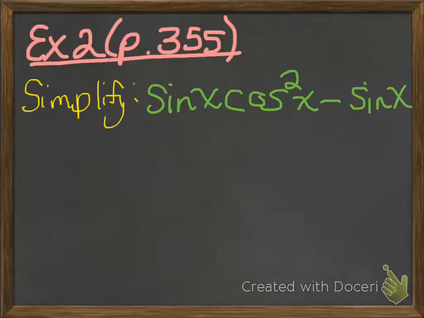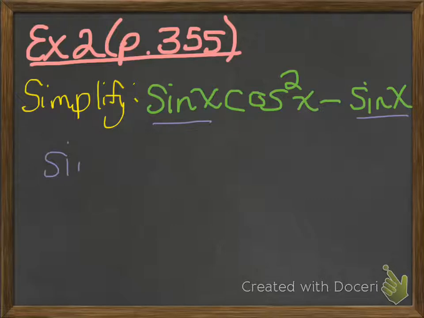The first problem we're going to do is example 2, page 355. If you want to look from the book, we're going to simplify sine x cosine squared x minus sine x. Now, if you'll see, there's something common that they have. There is a sine x that's common in both of these. So what we're going to do is divide it out. We're going to simplify it out or undistribute.